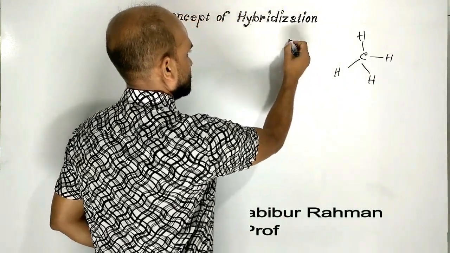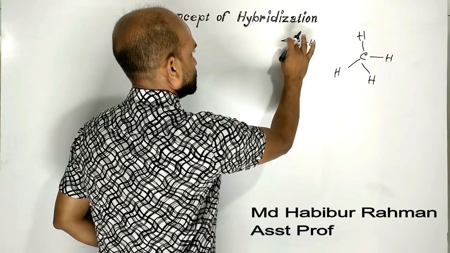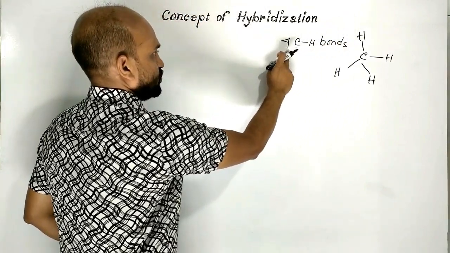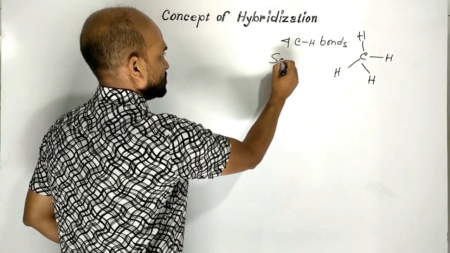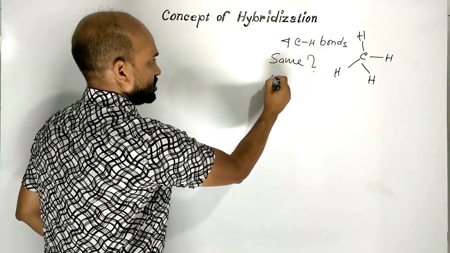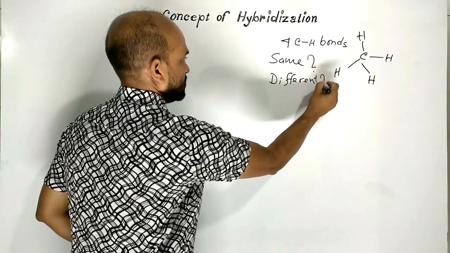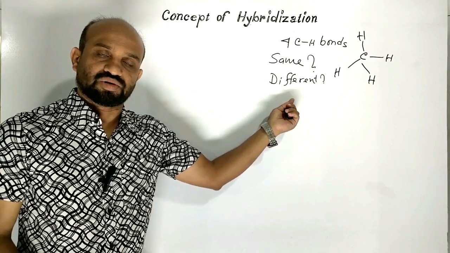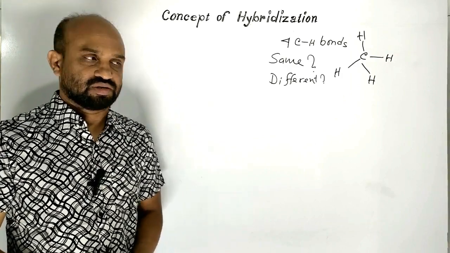Methane. Here, four carbon-hydrogen bonds. These four bonds are the same or different? This is the first question. Are the four carbon-hydrogen bonds of methane the same or different? Let's try to solve this matter.